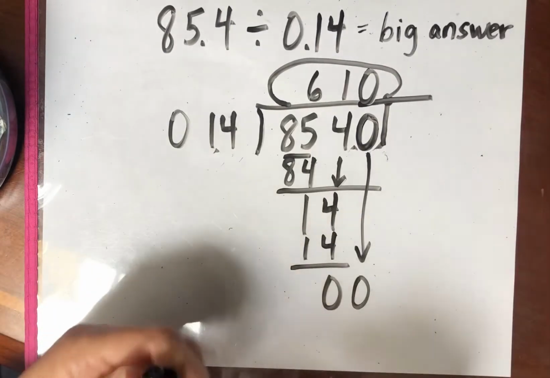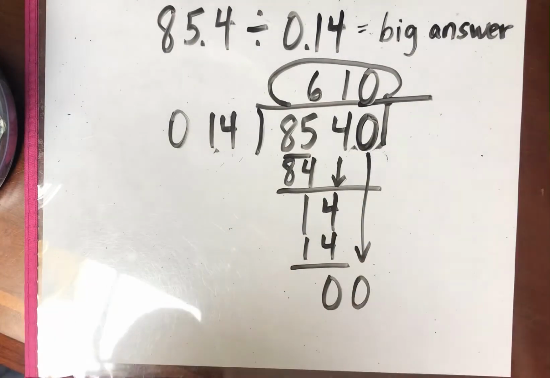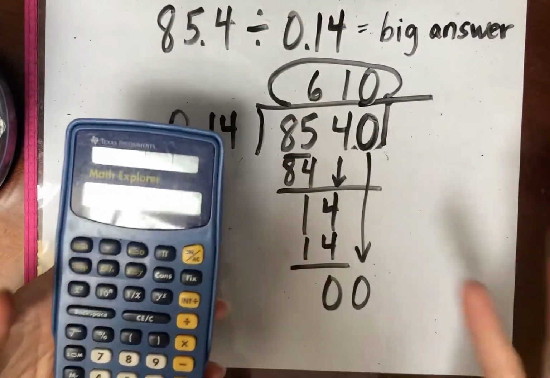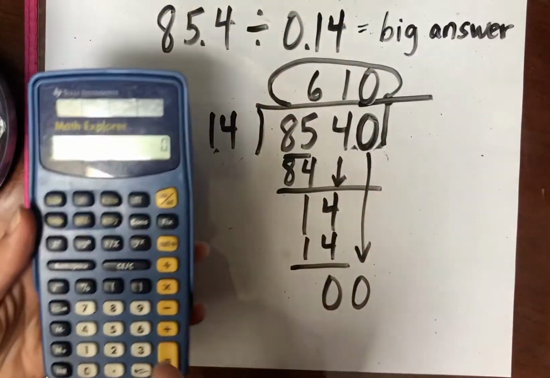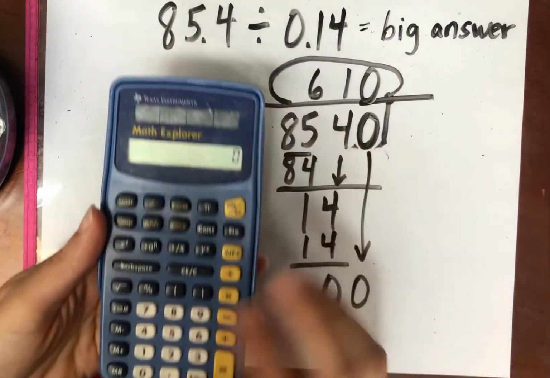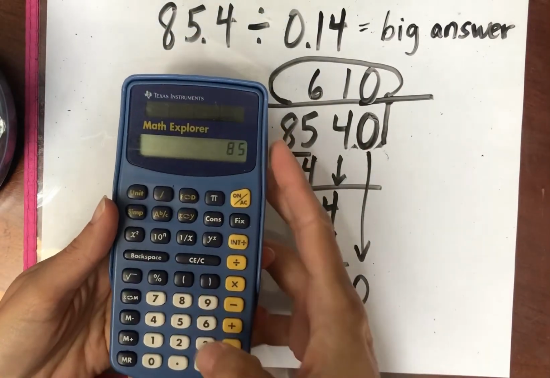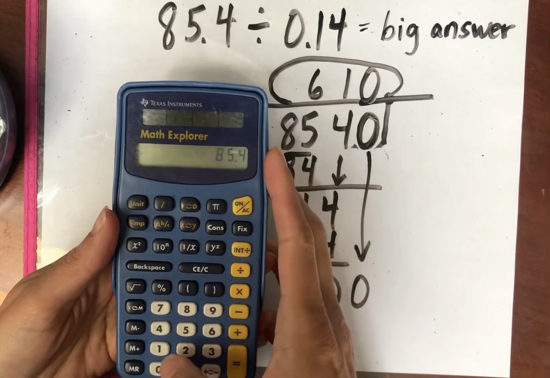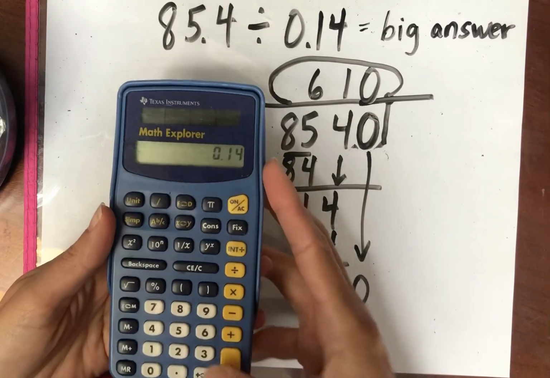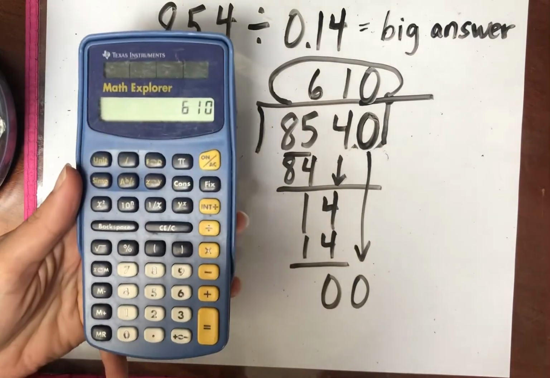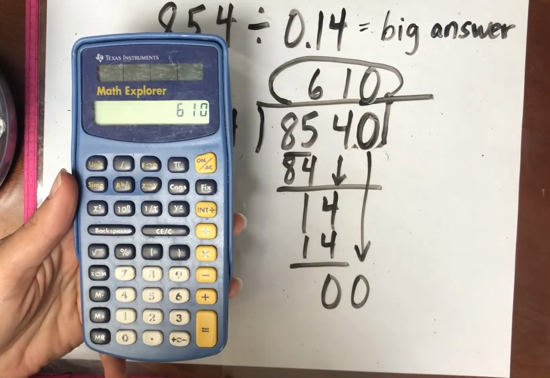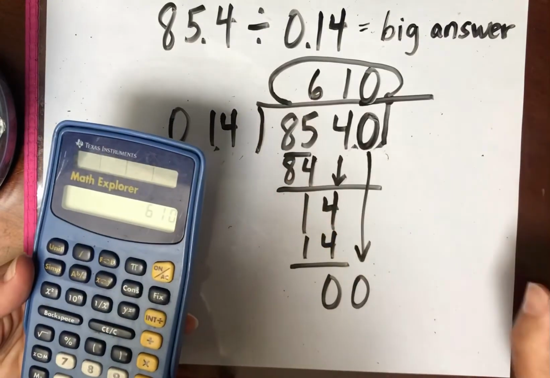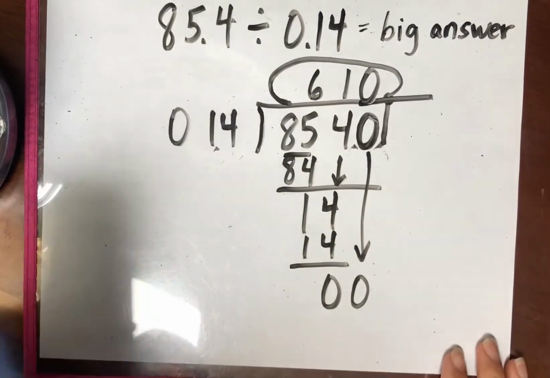And if you're second guessing yourself, you can always use a calculator too to double check your work because decimals and division can be a little tricky. So if you're like, could that really be possible? Double check your work with a calculator. 85.4 divided by 0.14. And you see, you get this big answer of 610 because, of course, there's going to be a lot of groups of 1400ths in 85 and 4/10.